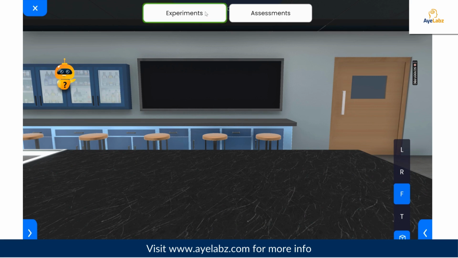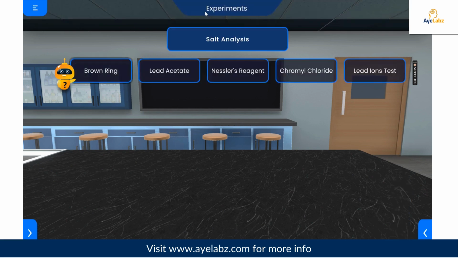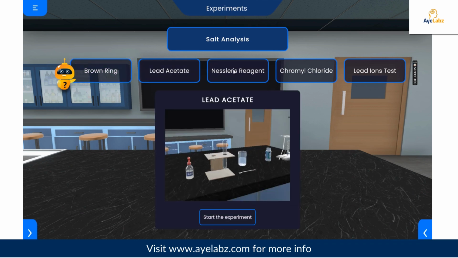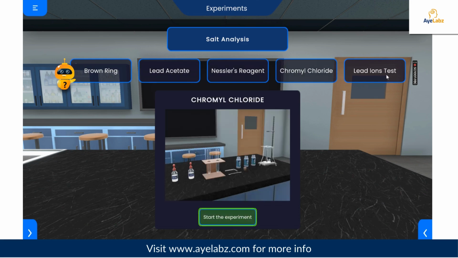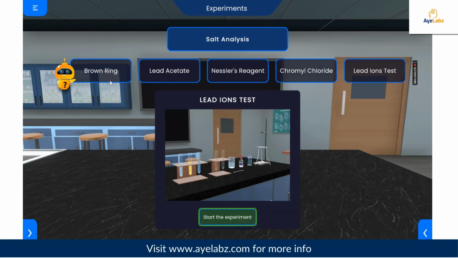First up is the experiment section, where the students can become the real chemist, safely testing different components. We have included some fascinating and classical chemistry tests that students would usually perform in a lab. Here are the key experiments that your students will get to explore: brown ring test, lead acetate test, Nessler's reagent test, chromyl chloride test, and finally lead ion test.